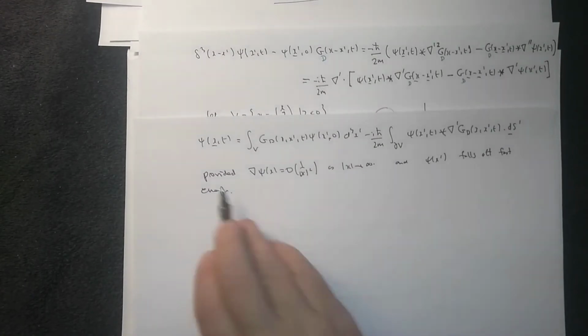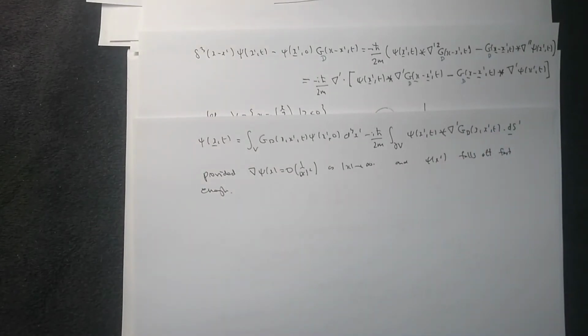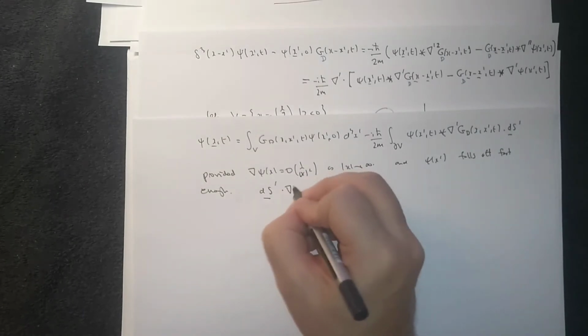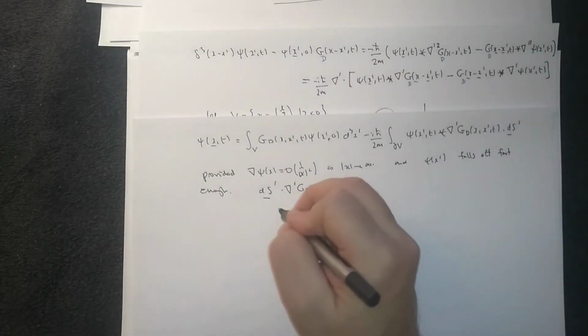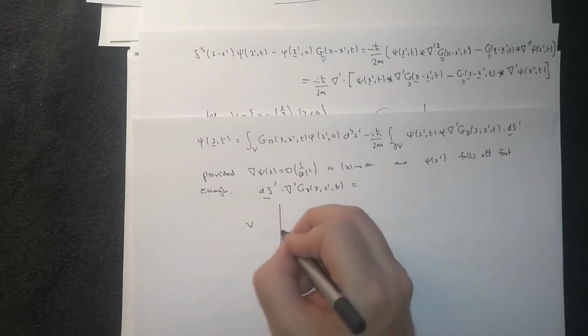Well, I'm going to apply it with psi being a Gaussian, so these conditions are going to be satisfied very easily. Notice we use that g_D vanished on the part of the boundary given by the barrier. Now ds prime dot grad g dx x prime of t, there's our barrier, that's B.